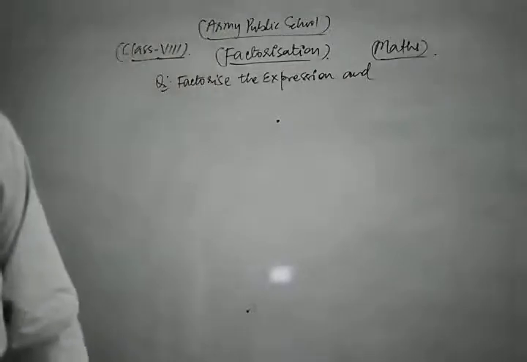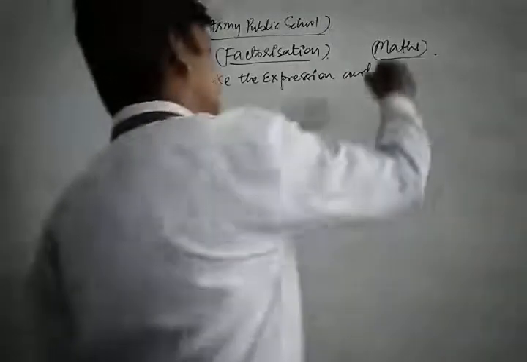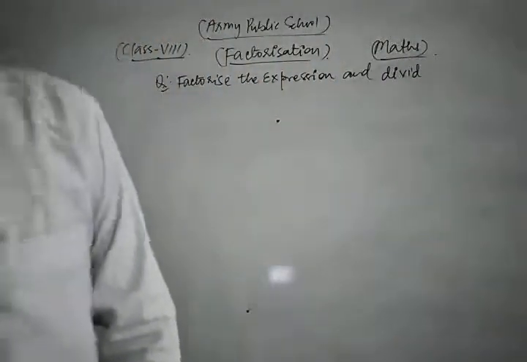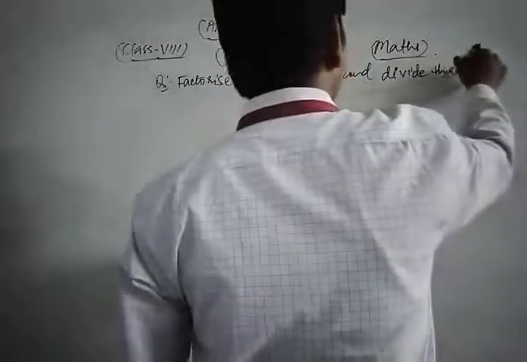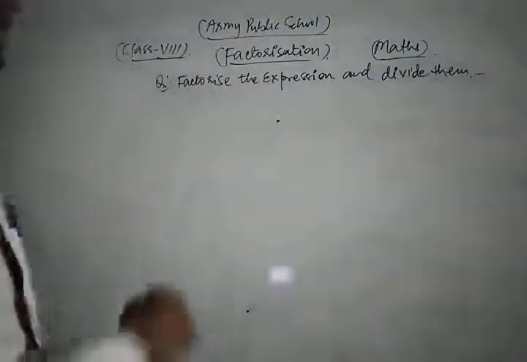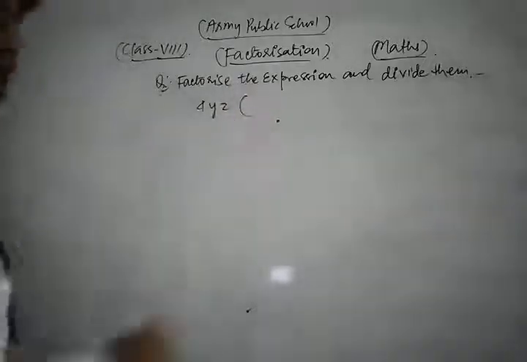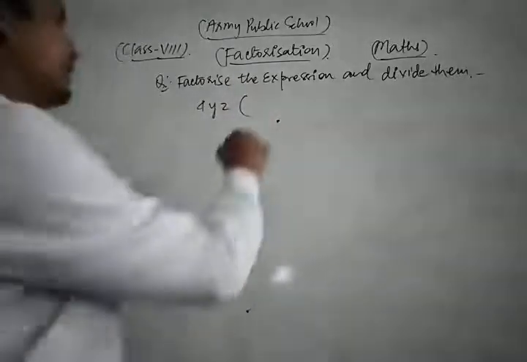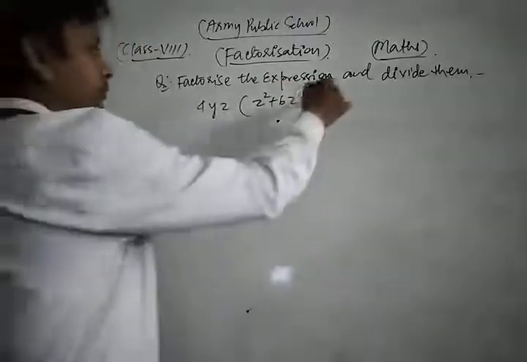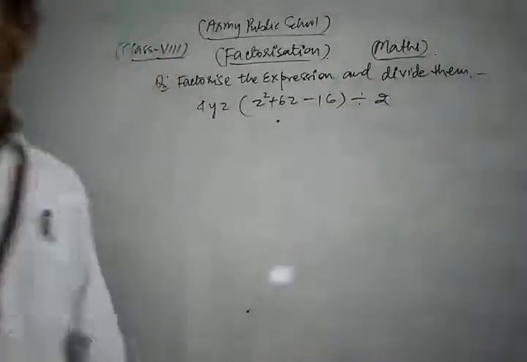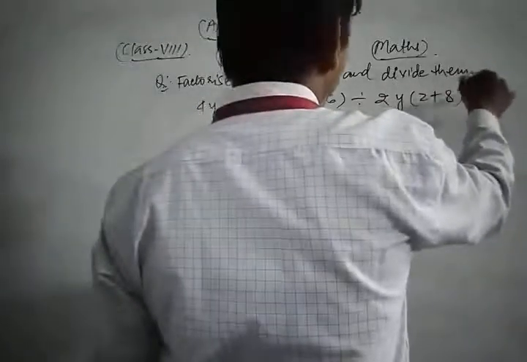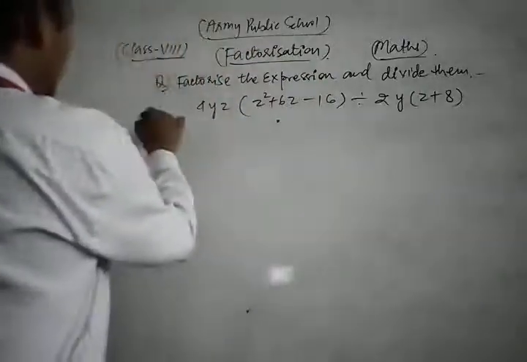Divide them. Okay, and your expression is 4yz in bracket z square plus 6z minus 16, divided by 2y, and in another bracket, z plus 8. Now let's see its solution.